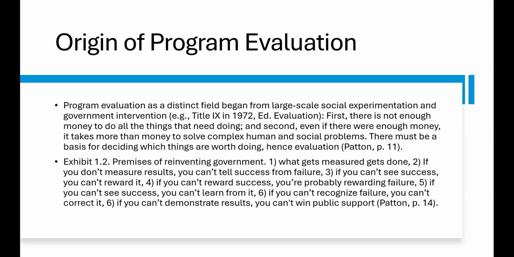So in this slide, we're going to cover the origin of program evaluation. Program evaluation as a distinct field began from large-scale social experimentation and government intervention. For example, there was Title IX in 1972, which opened the door for evaluation at the federal level. We often saw that the government required evaluation of programs that it funded, and we've had that practice in place since then.